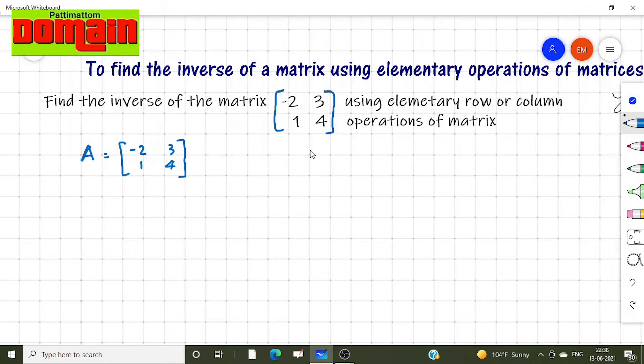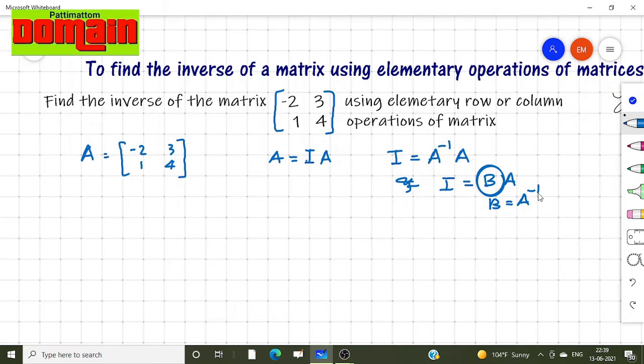Then we use this method. I into A, an identity matrix into A, will be A itself. And another thing we have to remember is an identity matrix is always equal to A inverse into A. If we get some I is equal to B into A, that means this B will be equal to A inverse. This is the technique we use here.